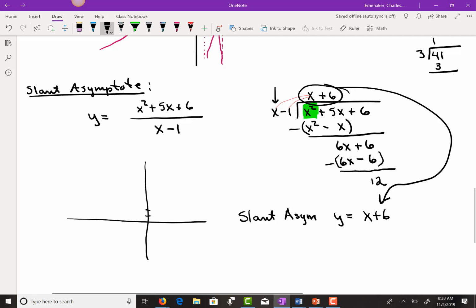Well, let's see, it's going to be 1, 2, 3, 4, 5, 6. So it's going to be an asymptote that runs like that. y equals x plus 6.